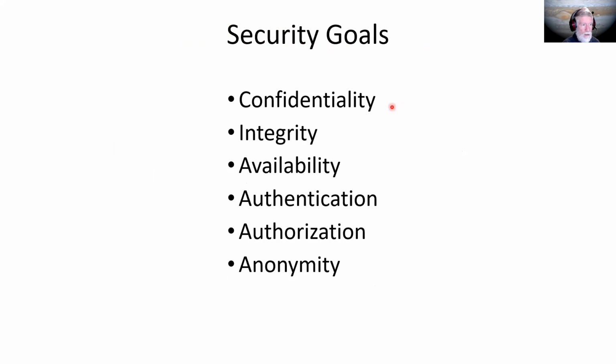Confidentiality, that is, nobody can see our data. Integrity, nobody can change it. Availability, our systems continue to run. That means no denial of service. Authentication, that means we can validate who we are. Authorization means once we've authenticated ourselves, we can determine who is allowed to do what. And anonymity, we want to keep our privacy. We have not talked about privacy much in this class, but it's an important aspect of computer security.